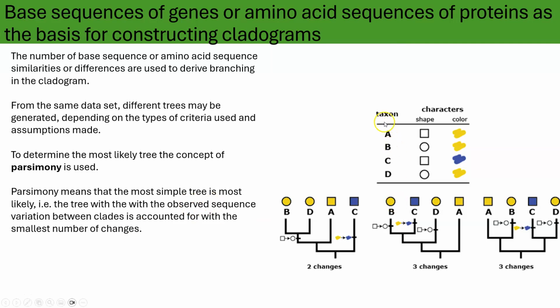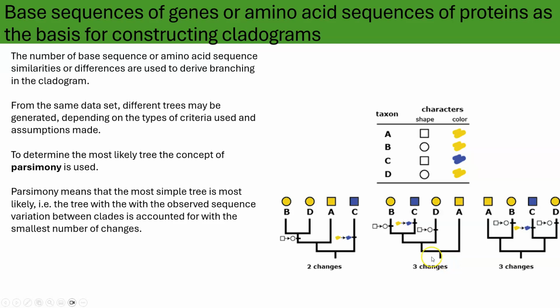So here we have 4 species and 2 characters, shape and color. Now, you can make these 3 different trees. In one, the shape circle has evolved, square is the ancestral, and circle has evolved once here to account for these ones. That's possible. It's not the only possibility, and yellow was ancestral and yellow to blue happened here in this evolutionary path to C.